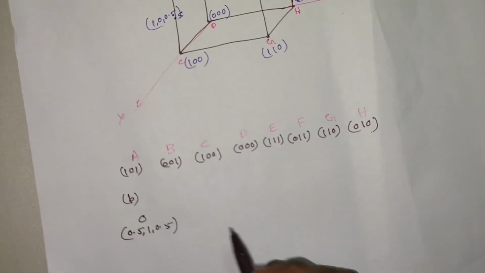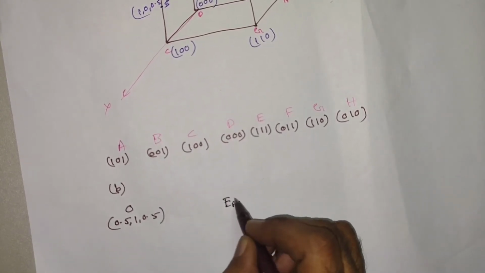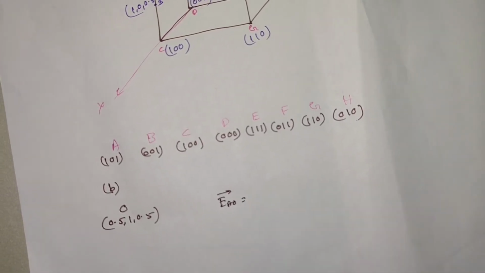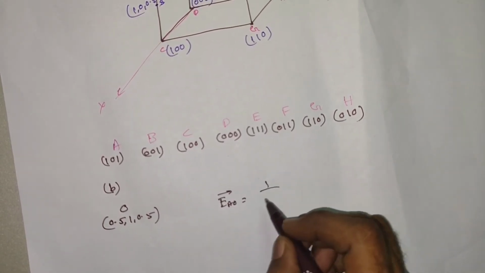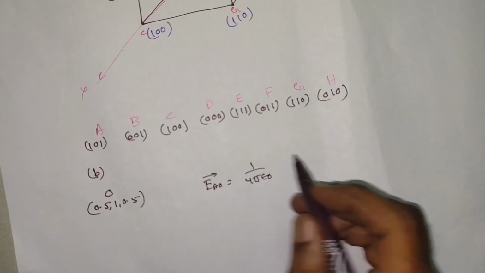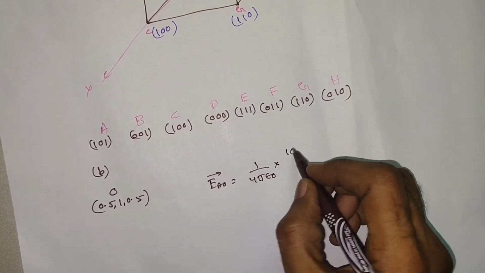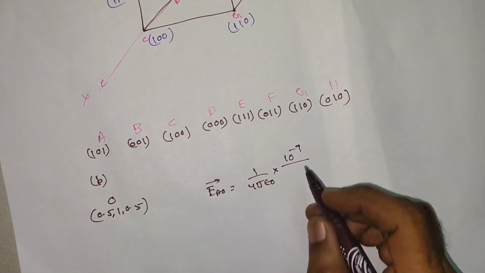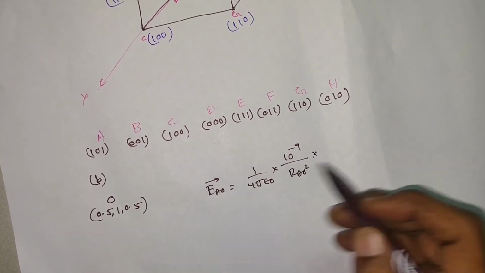So here first of all I am going to find out E_AO bar, which is equal to, first of all I am writing down the formula for one charge. Later on we shall go through the simple way. 1 by 4 pi epsilon naught into Q. Q is 1 nano coulomb, so 10 power minus 9, divided by R_AO square, into the unit vector directed along R_AO.